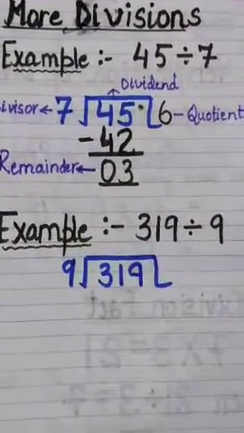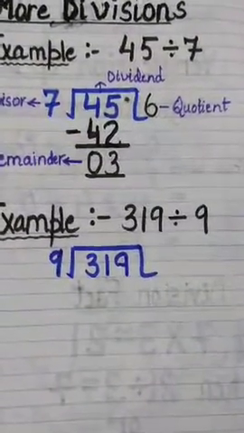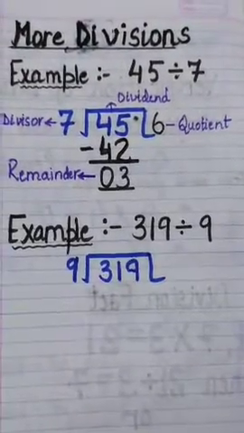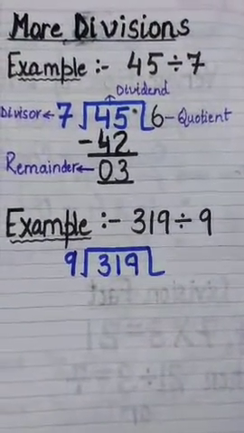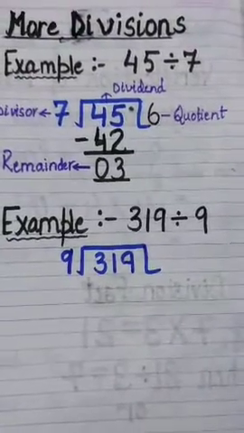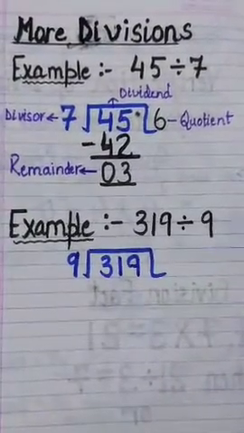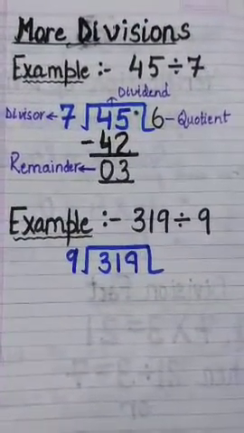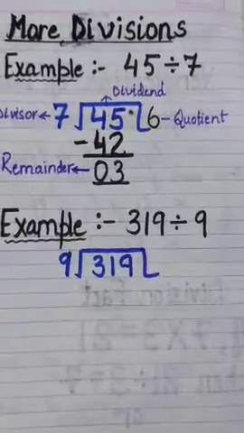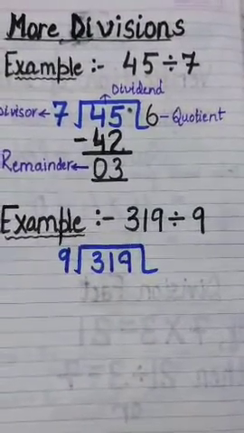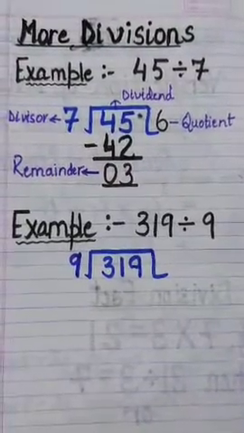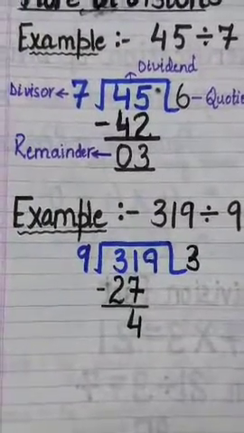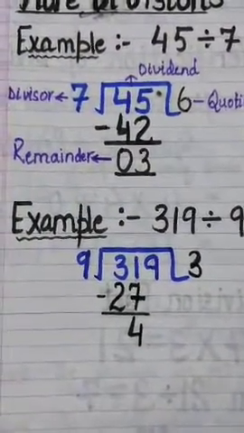So we have been given another example here that says we have to divide 319 by 9. So we will be reading the table of 9 for 31. So we know that 9 3s are 27. So we will subtract that 27 from 31, and we got 4 as remainder.